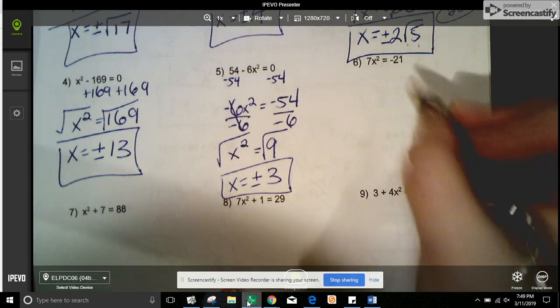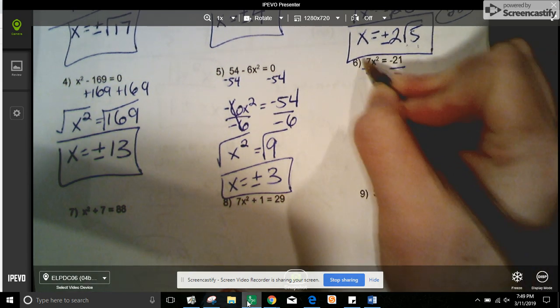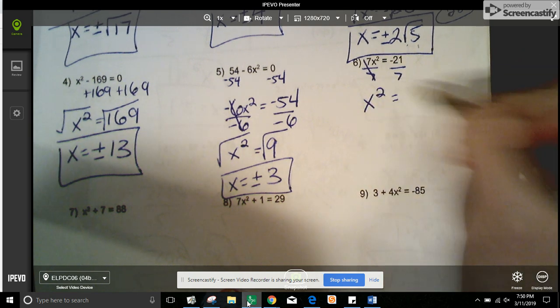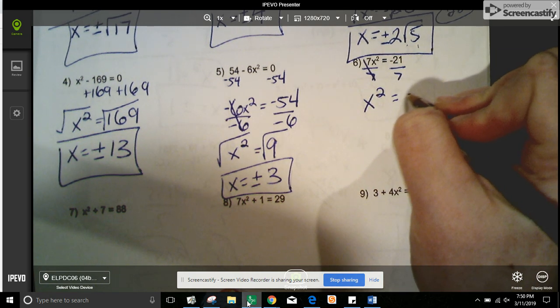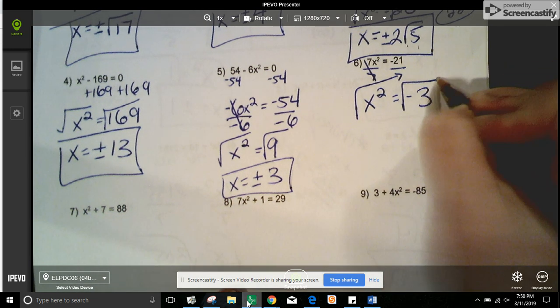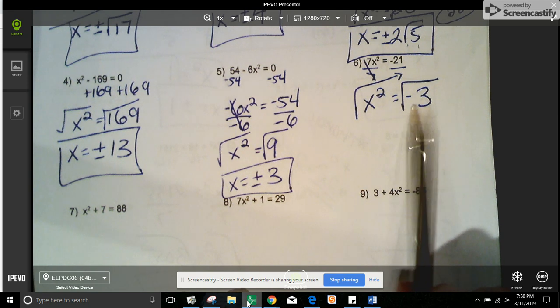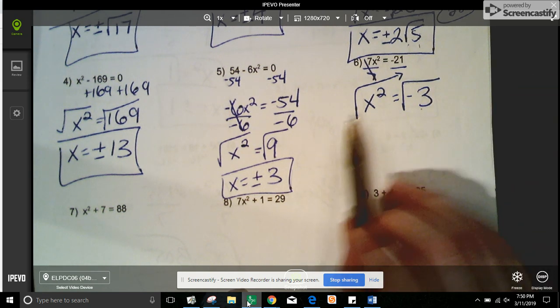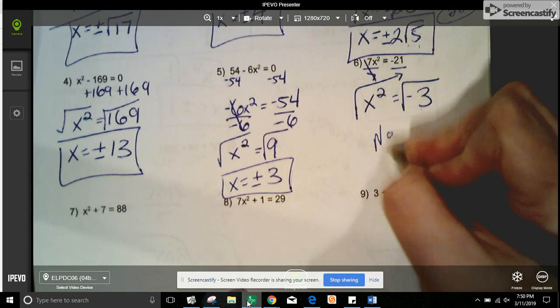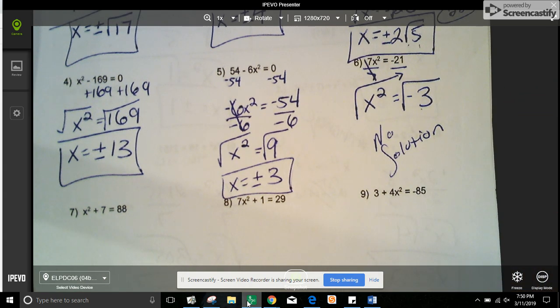All right, number 6. Let's get x alone. To get x alone, I would divide by 7. When I divide by 7, I get negative 3. Okay, then you would square root it. At this stage, you don't know how to take the square root of a negative. So at this point, if you have to square root a negative, you're just going to say no solution for now. We get into imaginaries, but not at this point. So you don't want to take the square root of a negative.